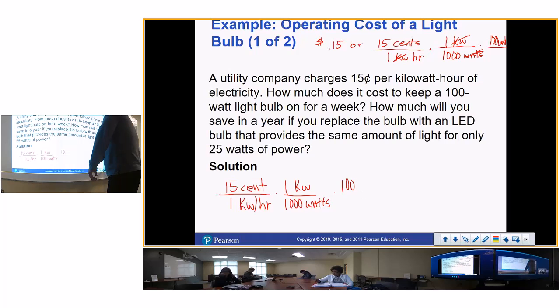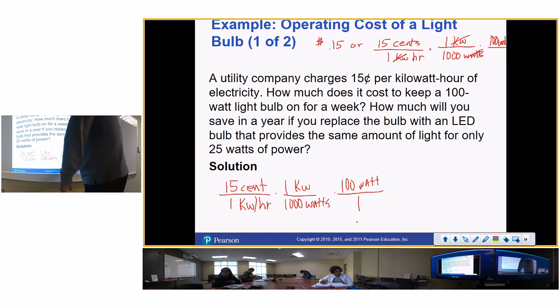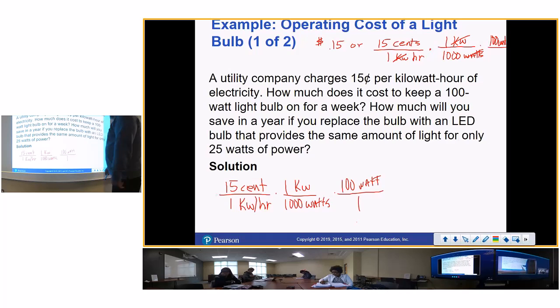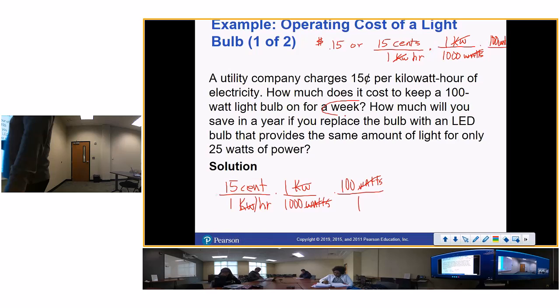100 watts over 1. The watts cancel. The kilowatts cancel. And now we've got cents per what? Hour. Now, what does this say? Per week. Okay, so we got to cancel those hours.